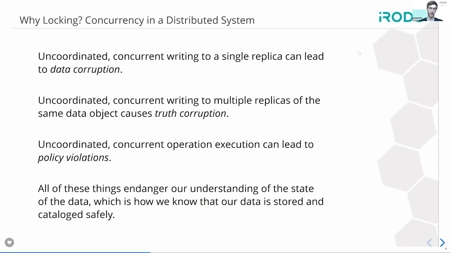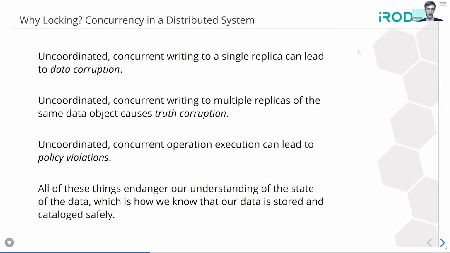If there's uncoordinated concurrent writing to multiple replicas of the same data object, you have what I'm going to refer to as truth corruption. So you don't know what the truth is at that point because it's a race condition based on who finishes writing and finalizing the catalog last. And there's no coordination between the agents that are writing, so we don't know.